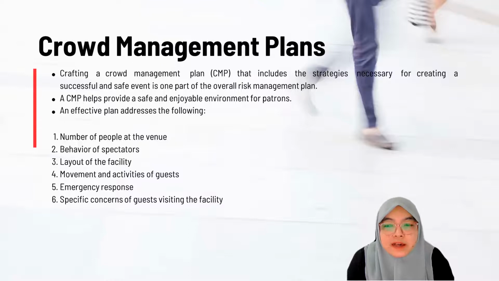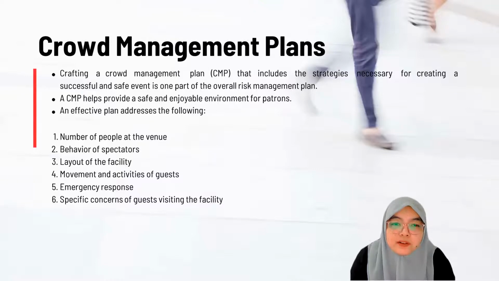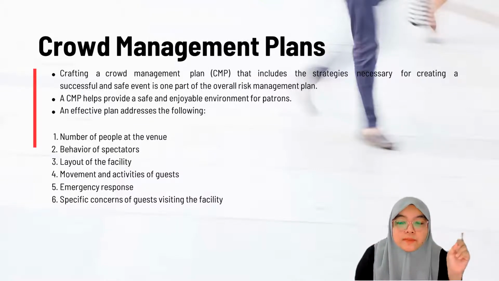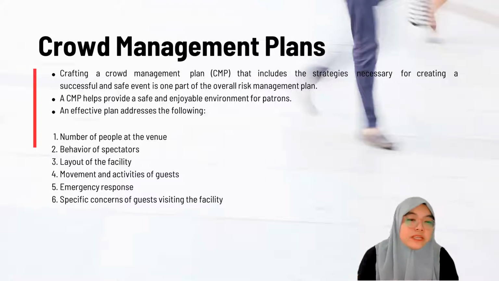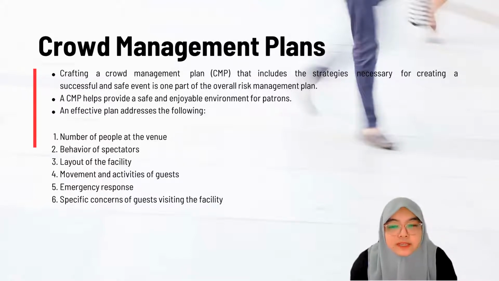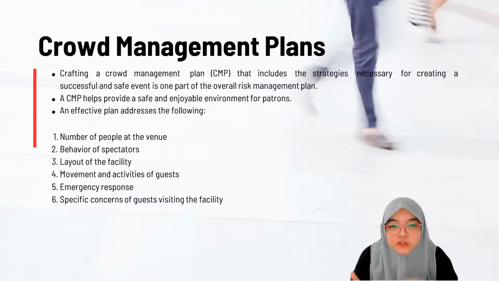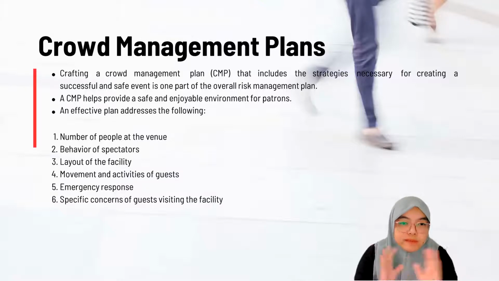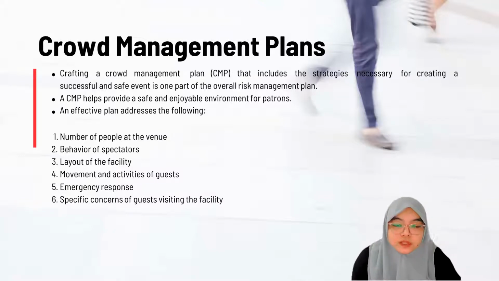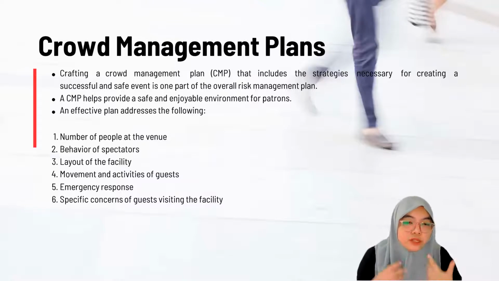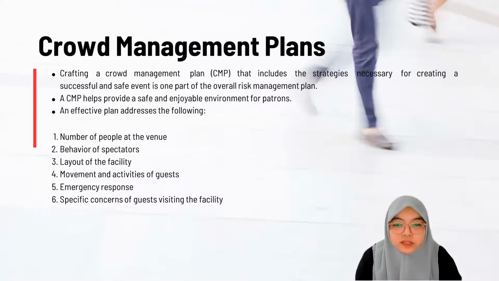So we must determine how big the people coming to our event are, and then the behavior of spectators. Earlier on, I explained allocentric and psychocentric people, and then the layout of the facility. So you need to check whether the space is huge or spacious, or just a small space for a facility. And then movement and activities of guests. So will your guests move in one shot, or maybe you have a staged movement or activities for each guest? And then what kind of emergency response and specific concerns do guests visiting the facility have?